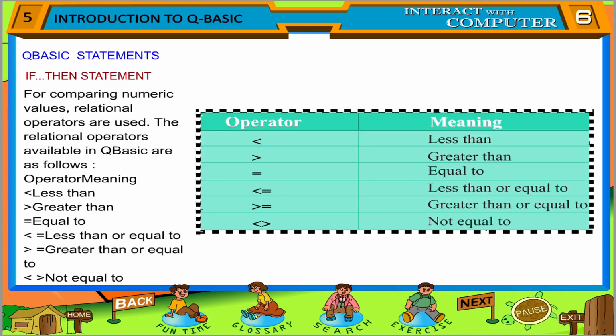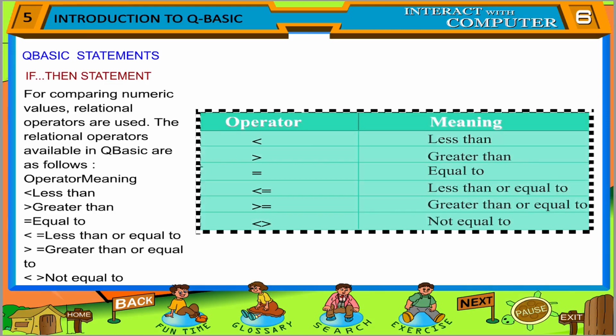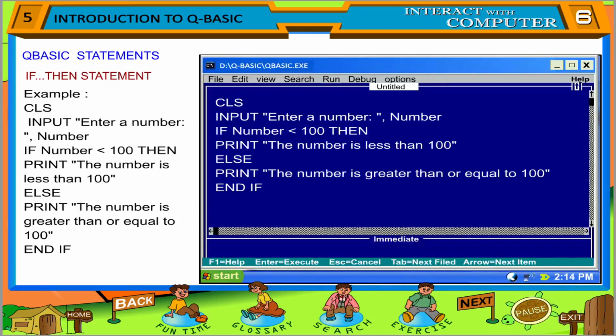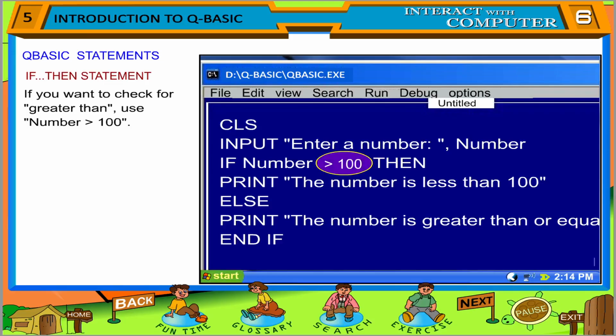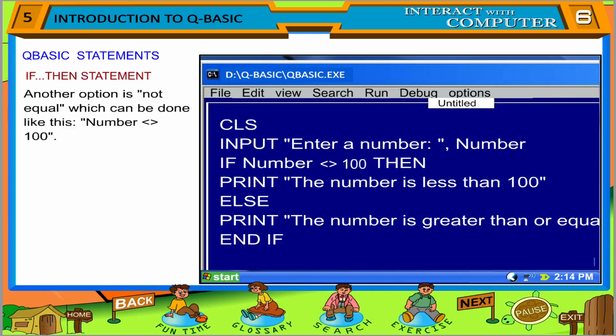For comparing numeric values, relational operators are used. The relational operators available in QBasic are as follows. Example: if you want to check for greater than, use number greater than 100. Equal works just like before, number equal to 100. Another option is not equal, which can be done like this: number not equal to 100.